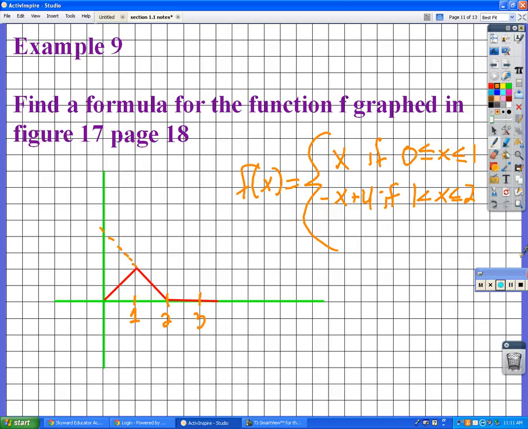Okay? And then what's the equation for this thing right there? 0. Okay, good. And that is if x is what? Greater than 2. And again, I could have said greater than or equal to here and less than here. It's okay, but I can't do both at the same time. All right?